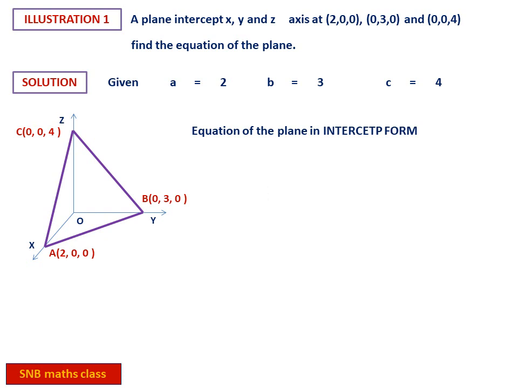So what is the equation of the plane in intercept form? It is x/2 + y/3 + z/4 = 1. You can keep the equation as it is, or you can simplify by multiplying by the LCM. So you get 6x + 4y + 3z - 12 = 0. That is in the standard form, ax + by + cz + d = 0. So this is the first example.